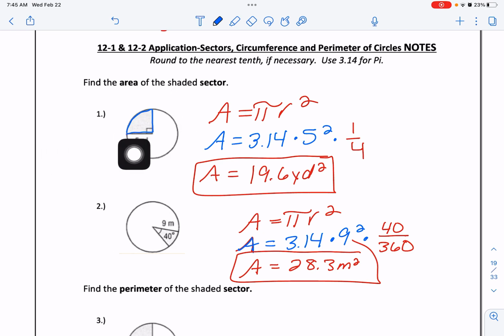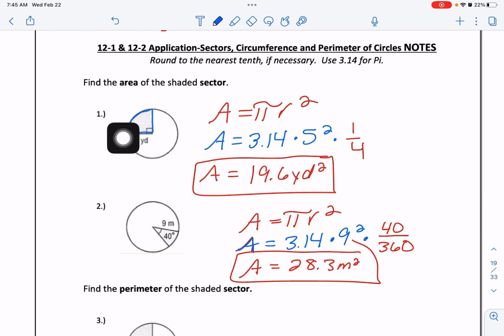Because it is still part of a circle, we use the formula pi r squared. Sounds like area to me. And then remember, we always substitute in 3.14 for pi, multiplied by the radius. And in this case, they gave us the radius, which is 5 squared.